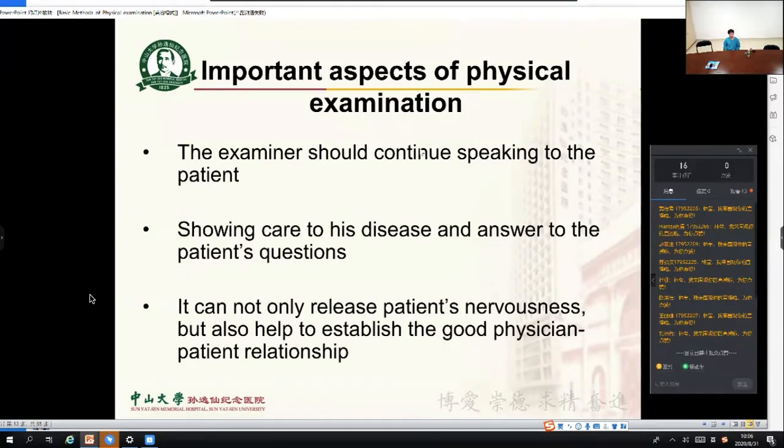The examiner should continue speaking to the patient, showing care for his disease and answering the patient's questions. It can not only release the patient's nervousness, but also help to establish a good physician-patient relationship.